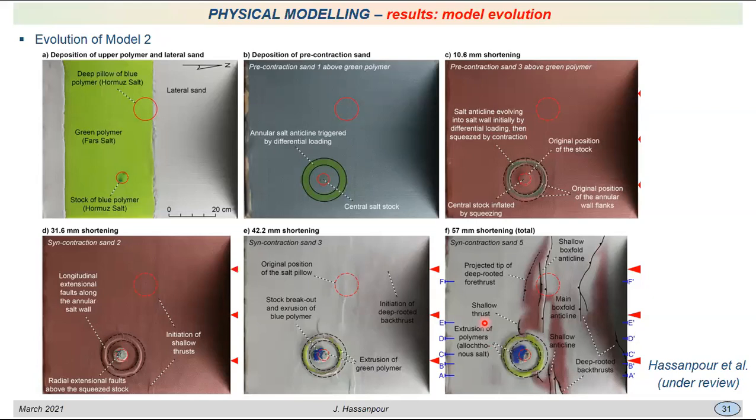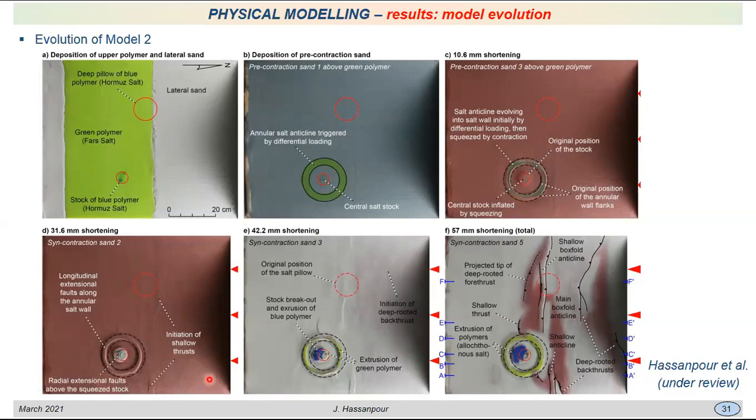So in order to see if we can reproduce some salt structures of the Fars Salt as we can see in nature, after the first overburden layer above the Fars Salt polymer, we vacuumed off the sand along this ring strip around the salt stock, and then we applied shortening as we added more sediments, more sand layers to the model. So this vacuuming of the sand imposed a differential loading on top of this green polymer, which allowed the rise of the polymer along this ring salt walls.